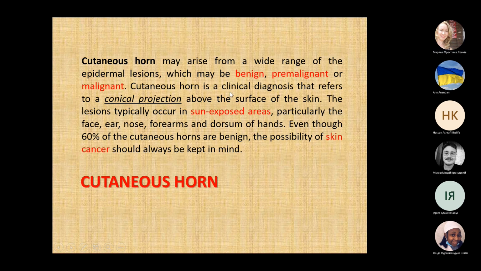Cutaneous horn. It may arise from a wide range of epidermal lesions, which may be benign, premalignant, or malignant. Cutaneous horn is a clinical diagnosis that refers to a conical projection above the surface of the skin. The lesions typically occur in sun-exposed areas, particularly the face, ear, nose, forearms, dorsum of hands, even though 60% of cutaneous horns are benign. The possibility of skin cancer should always be kept in mind.